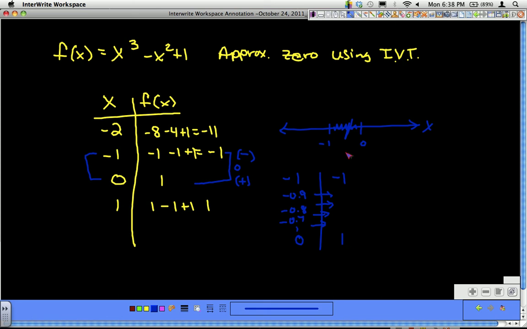So again, a lot of guess and check if you're using this method, but it's going to get you as close as you possibly can to where it crosses from negative to positive. And that's one of our uses for our intermediate value theorem.